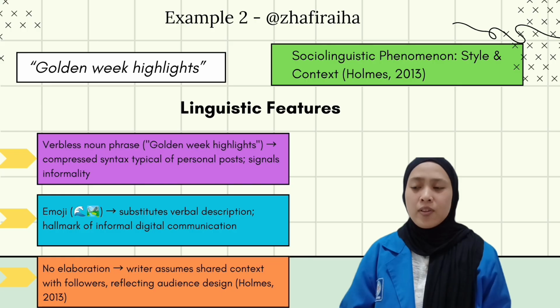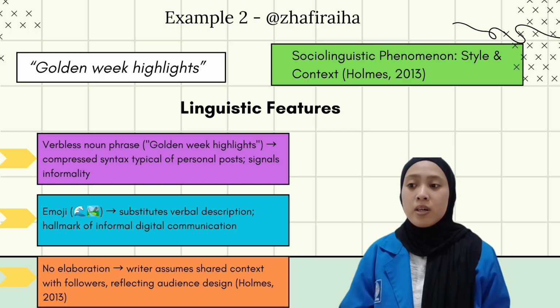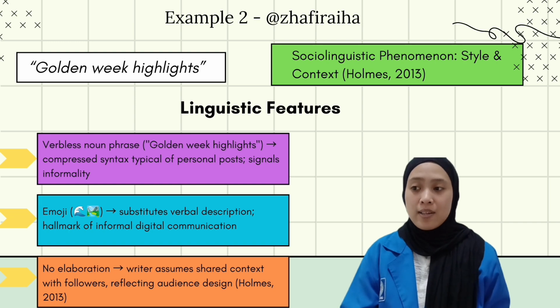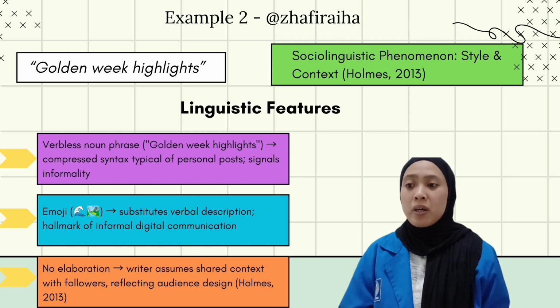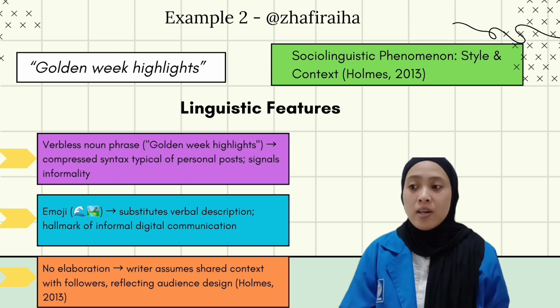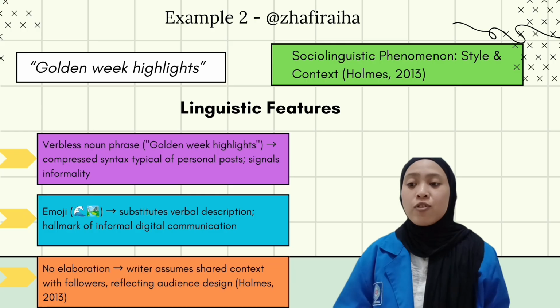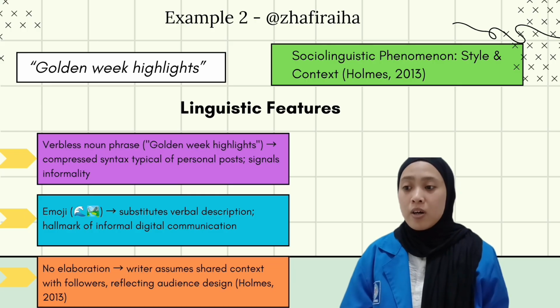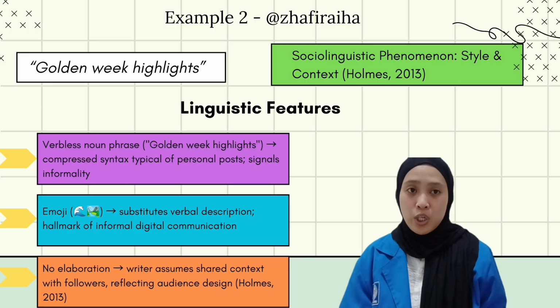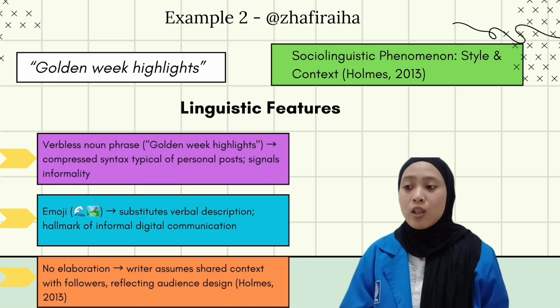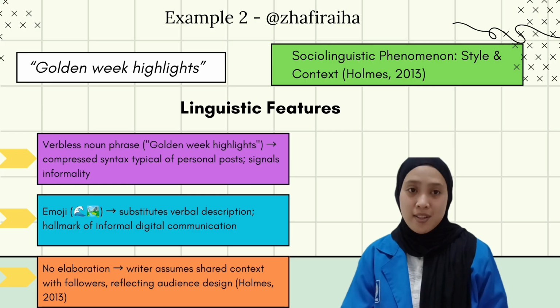Linguistic features. The first one is a surplus noun phrase. The sentence "Golden Week highlights" has compressed syntax, typical of a personal post, and signals informality. The second one is emoji, which substitutes verbal description, a hallmark of informal digital communication. And the last is no elaboration. The writer assumes shared context with followers, reflecting audience design.